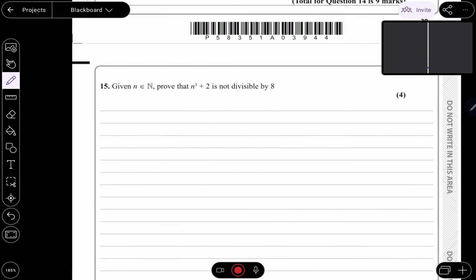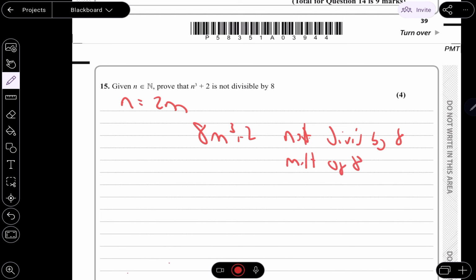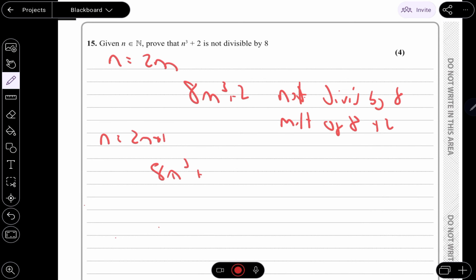Prove, excellent, this should be nice and quick. Let's prove using odds and evens, right? So this makes 8m cubed plus 2, which is not divisible by 8, because it's a multiple of 8 plus 2. And then if n equals 2m plus 1, we end up with 8m cubed plus. Now, can I just expand this in my head super quickly?